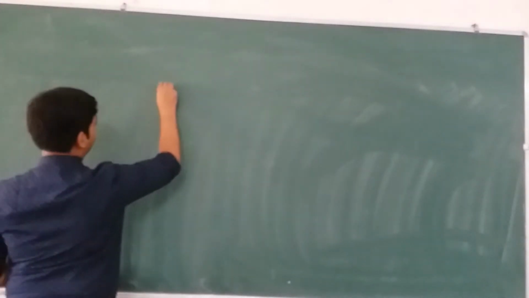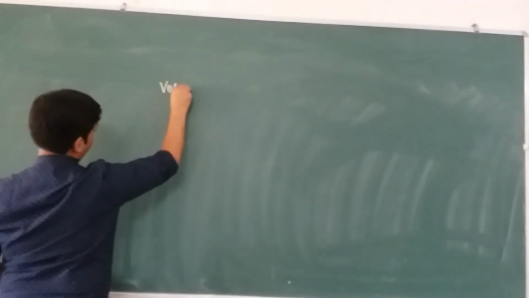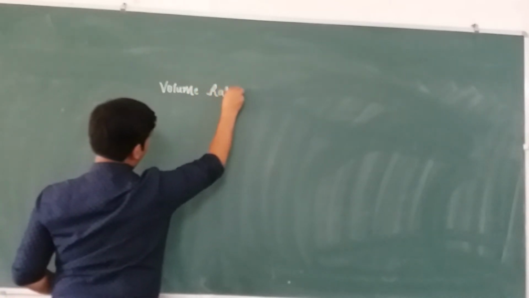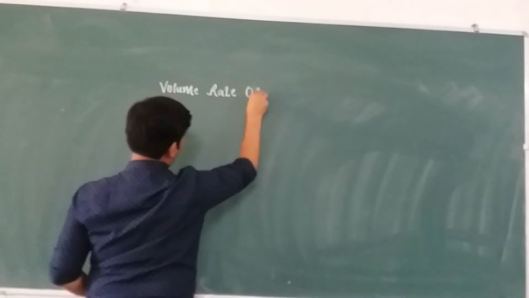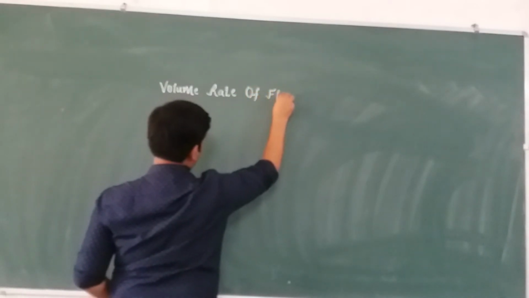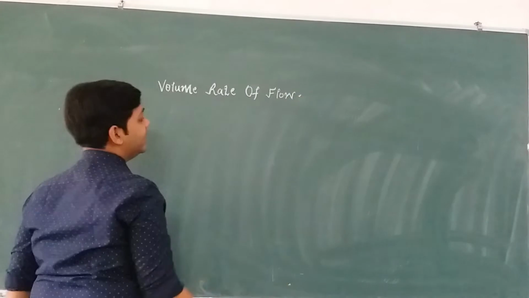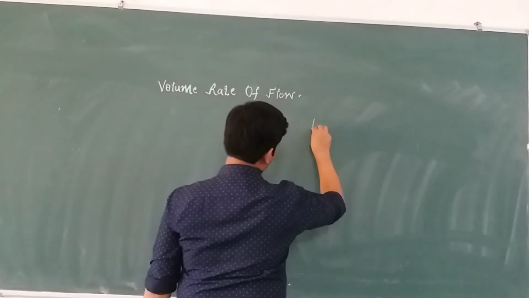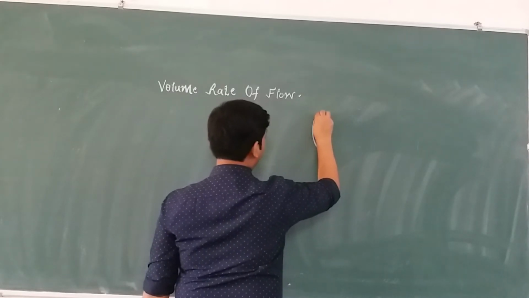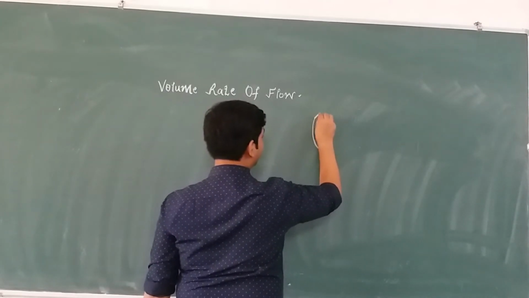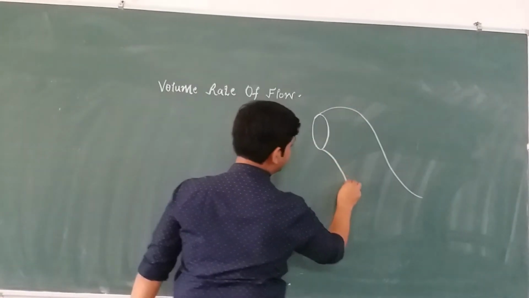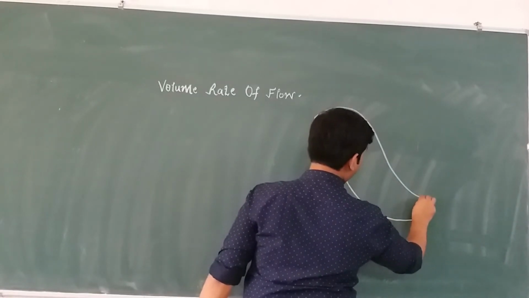So what does volume rate of flow mean? Suppose there is a tube in which some fluid is flowing. Let me draw the tube. Let's say this is the tube. It may be of uniform or non-uniform cross-sectional area. So let's say this is a tube in which some liquid is flowing.